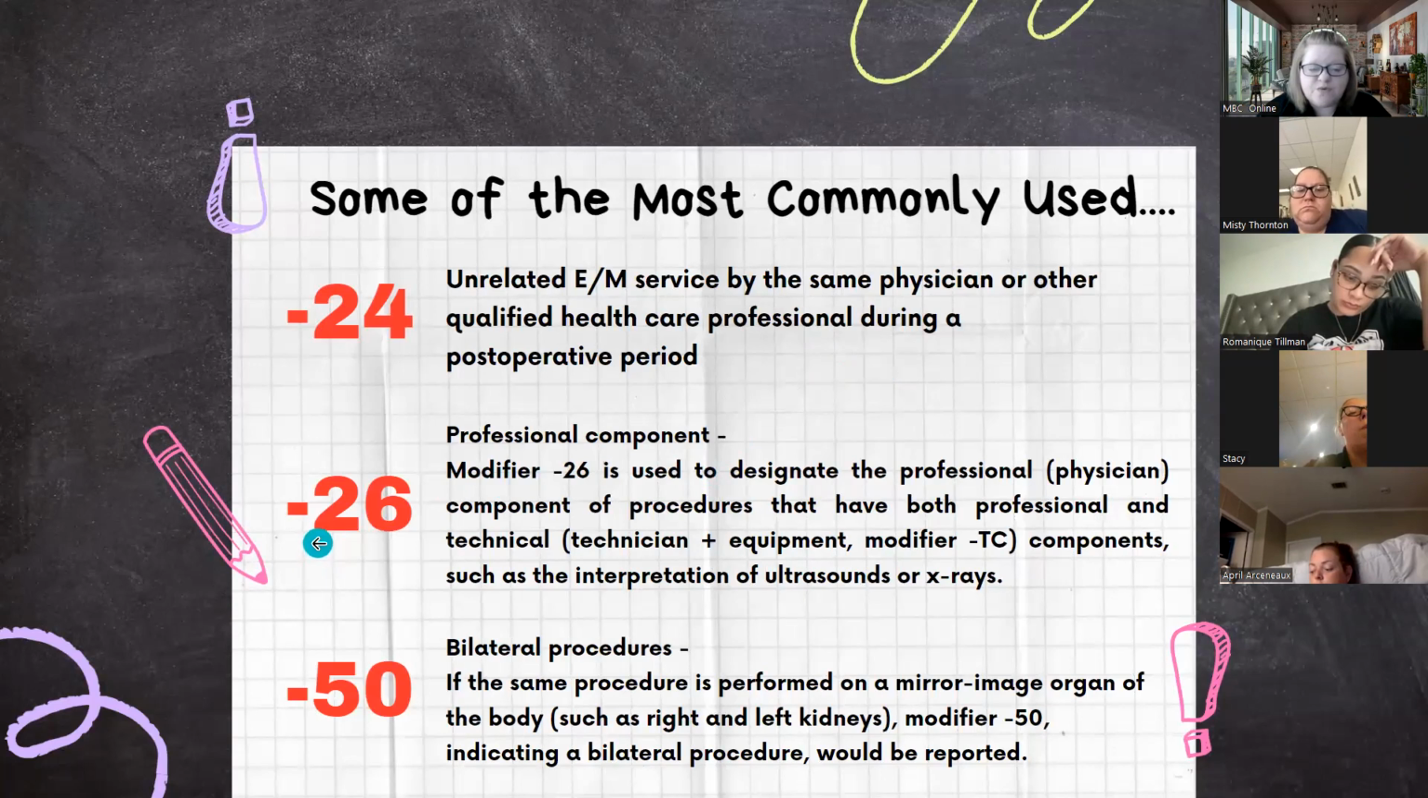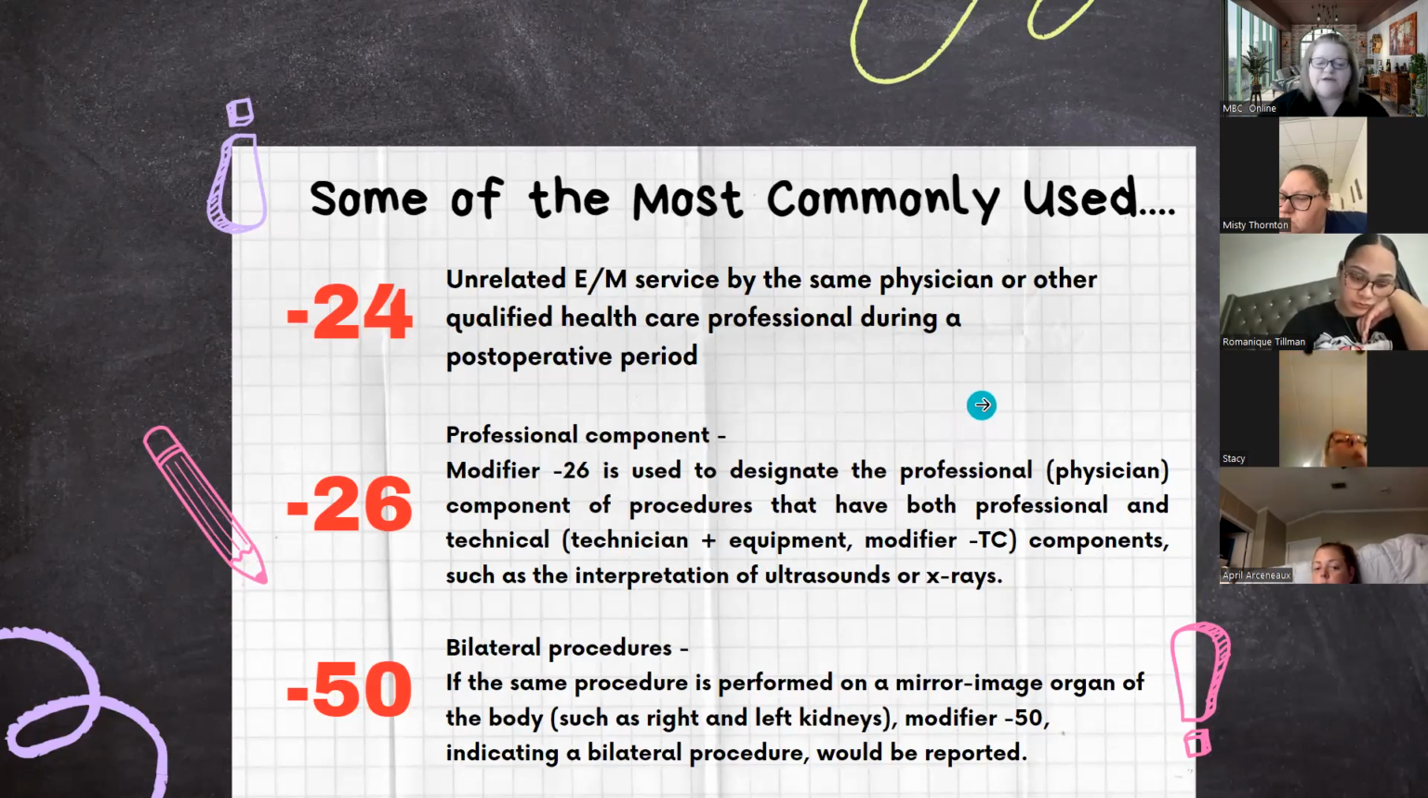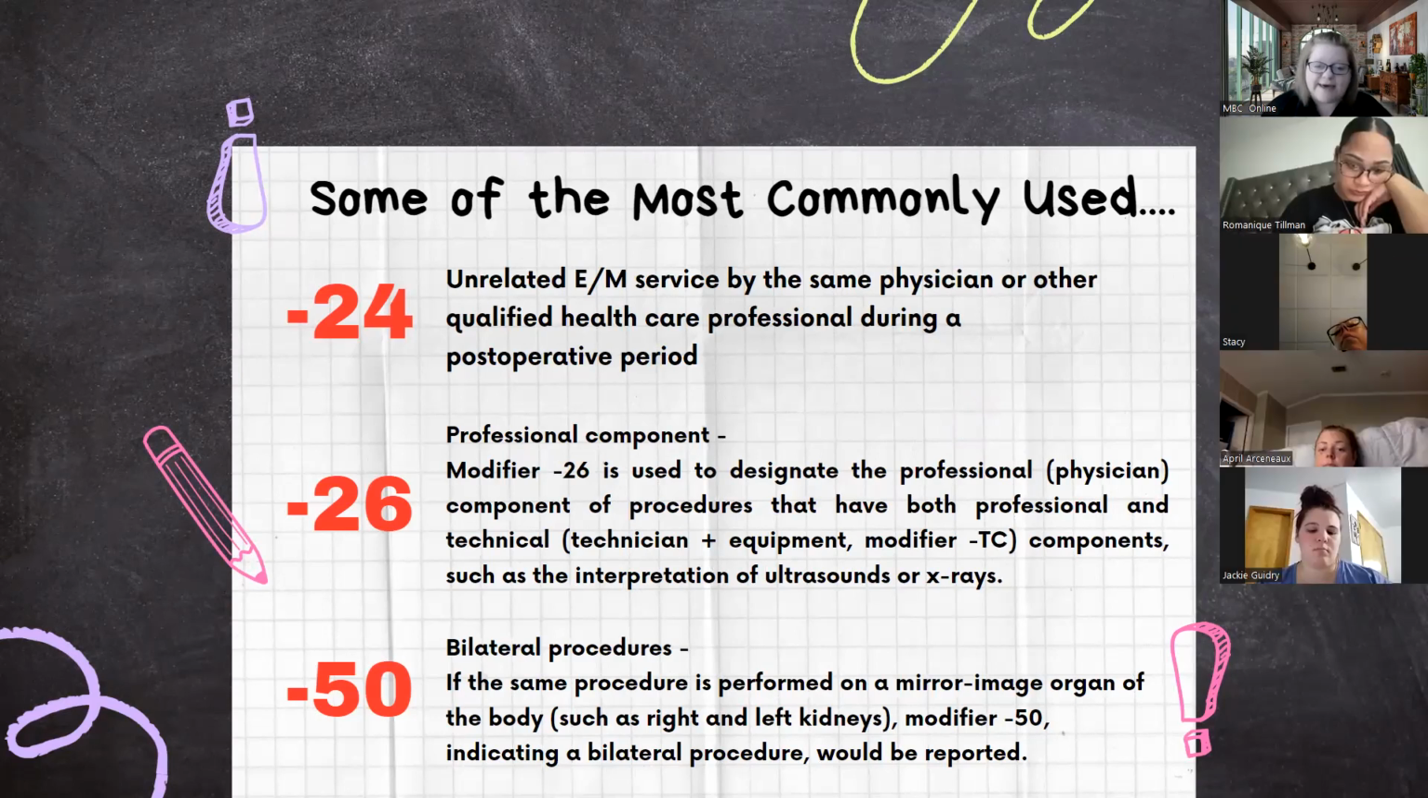All right, so number 26 is another one that's used a lot. And again, this one is that professional component we talked about. Modifier 26 is used to designate the professional, the physician component of procedures that have both professional and technical components, such as the interpretation of ultrasounds or x-rays. All right, you have to go to school to learn how to read an x-ray or an ultrasound and things like that. It takes a certain amount of skill, a certain professional skill to do that. So you would use modifier 26 to indicate that.